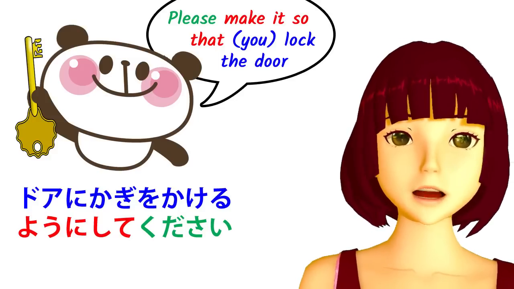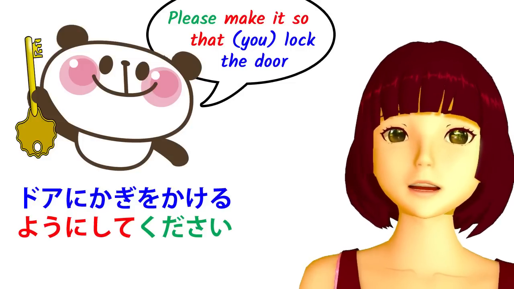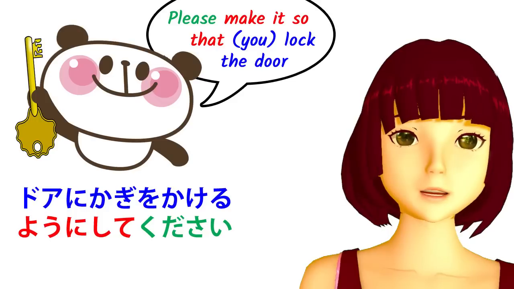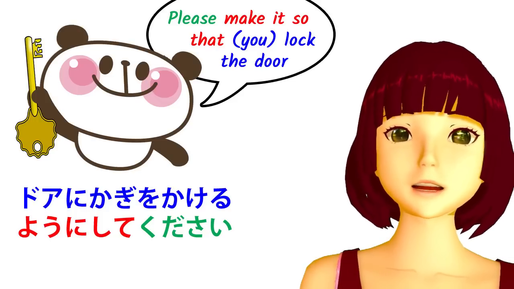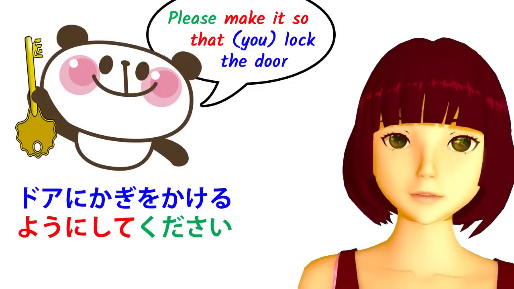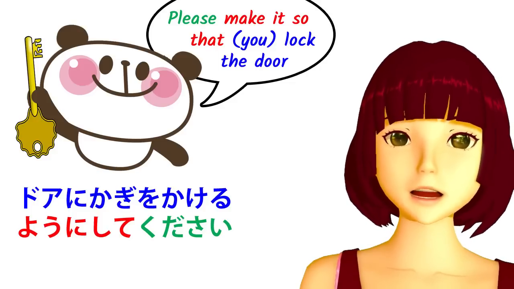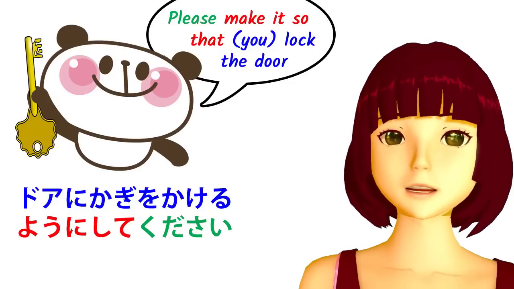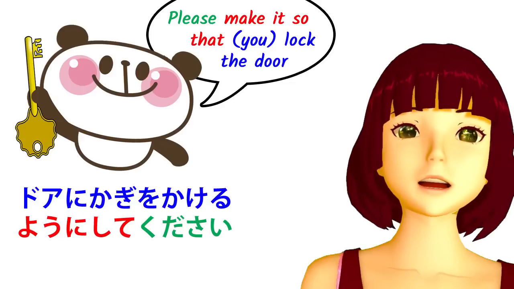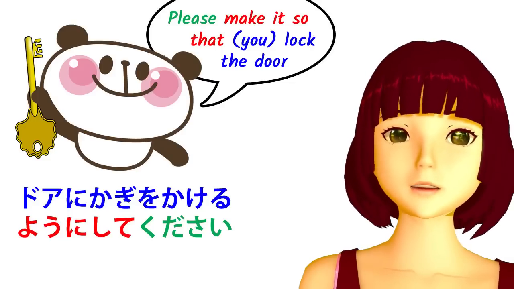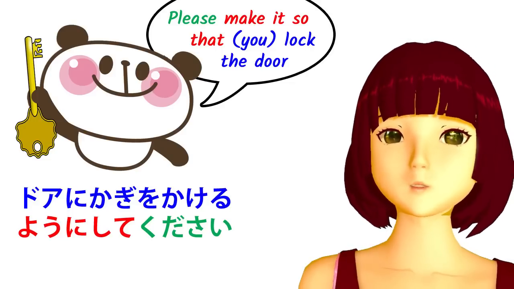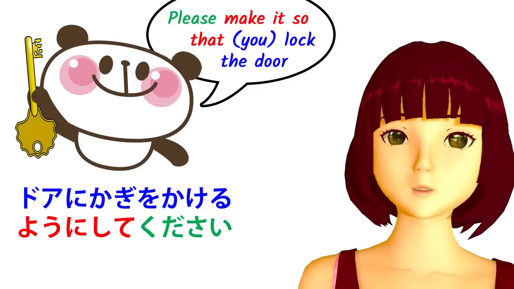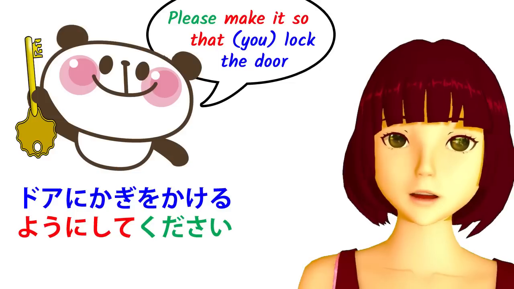In one case, you're kind of assuming that the person will simply lock it as a matter of course. In the second case, you're making a very special point of it. Please make it so that you lock the door. This is important, so please make it be that way. It, in this case, is just the same as it would be in English, the situation, the circumstance. Please turn the circumstance from one in which you don't lock the door into one in which you do lock the door. So this makes a very special point of this instruction or advice.